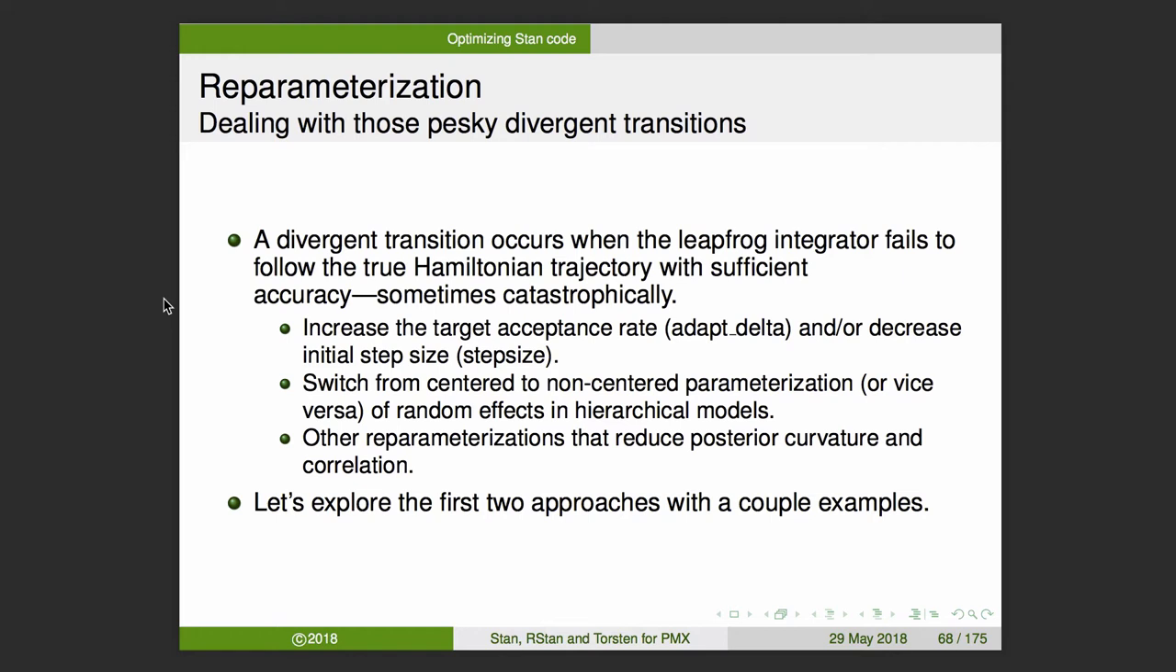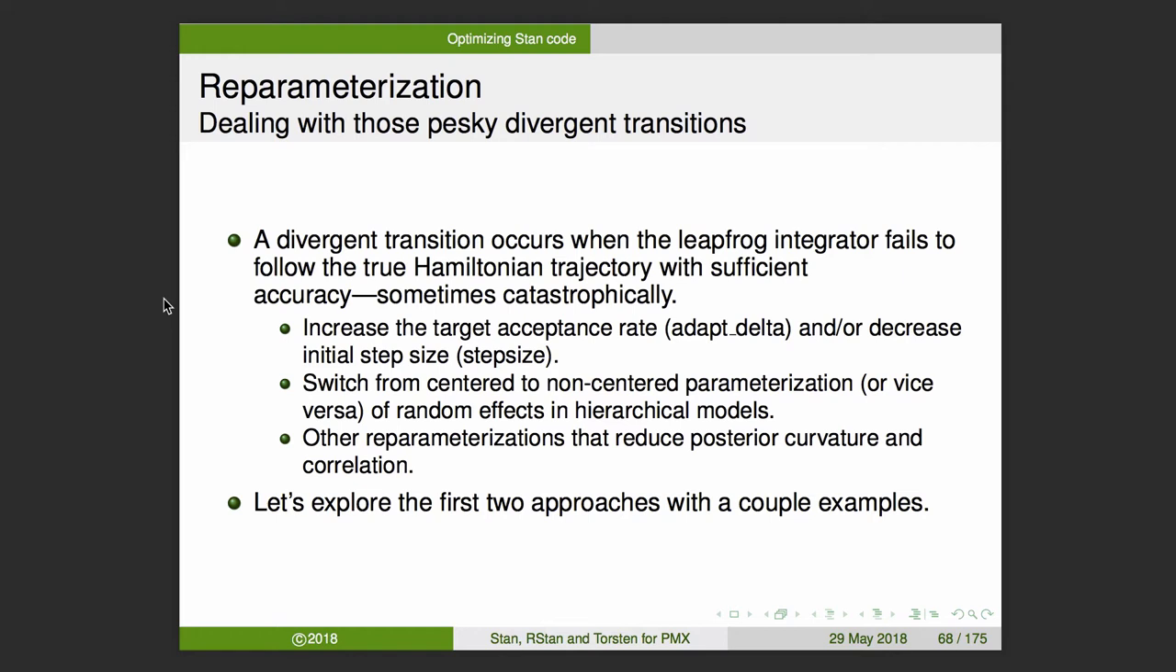Others are where we get into reparameterizations. One of the more common ones is switching from a so-called centered to a non-centered parameterization, or in some cases the reverse of that, and we'll talk about what that means. And then there are sometimes other reparameterizations that can reduce posterior curvature.